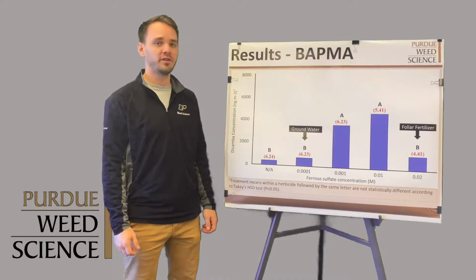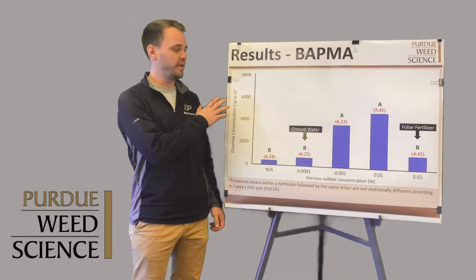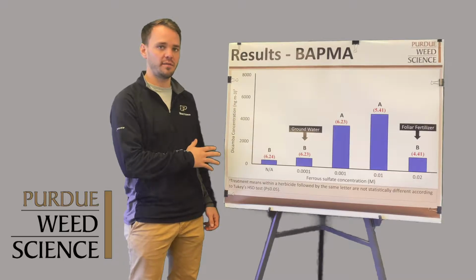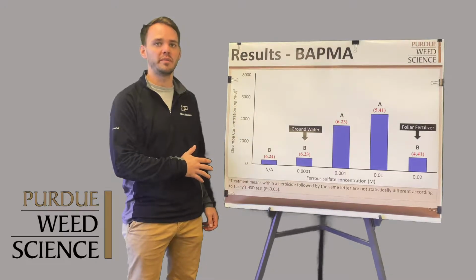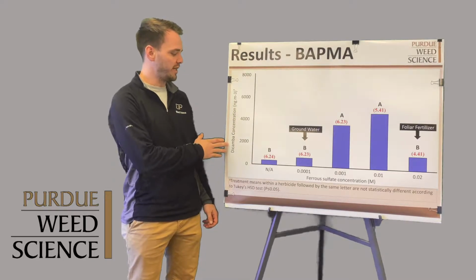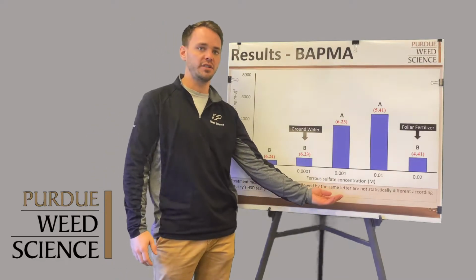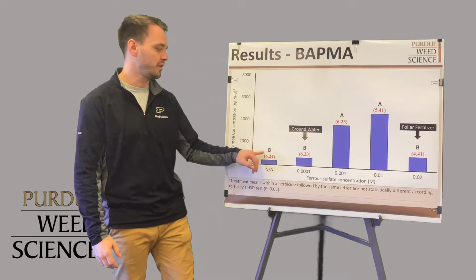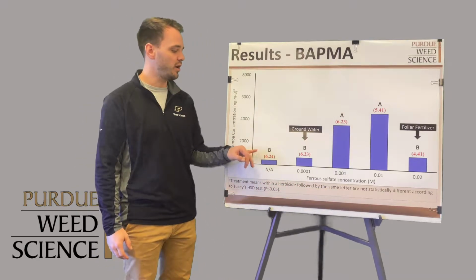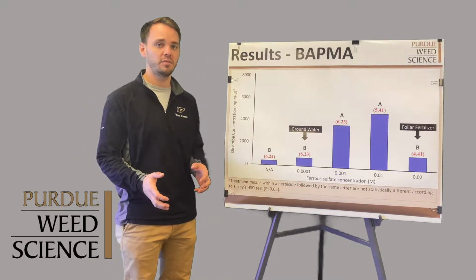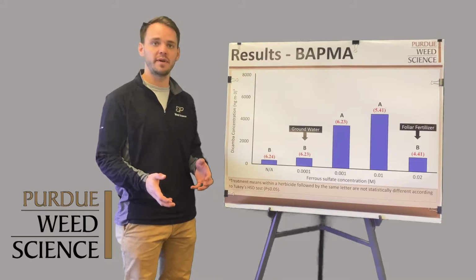And now we can get into the results. We'll first take a look at the BAPMA formulation. I'll take a quick second to set up this graph, as the other 2 formulations will be presented in a similar fashion, where we have dicamba concentration going across the y-axis and the ferrous sulfate concentration going across the x-axis, with the letter separation being placed above each bar, and then below that in red being the spray solution pH of each of these respective treatments.